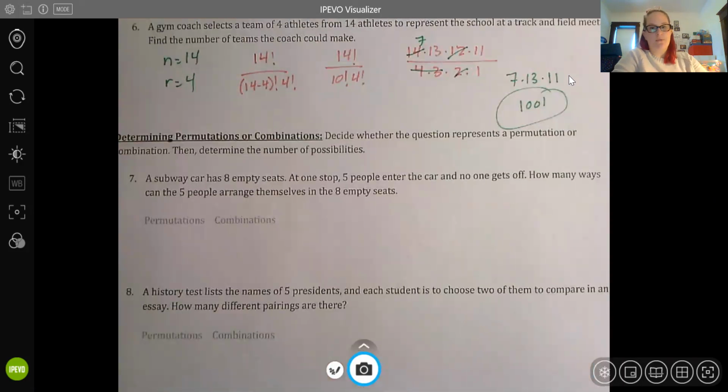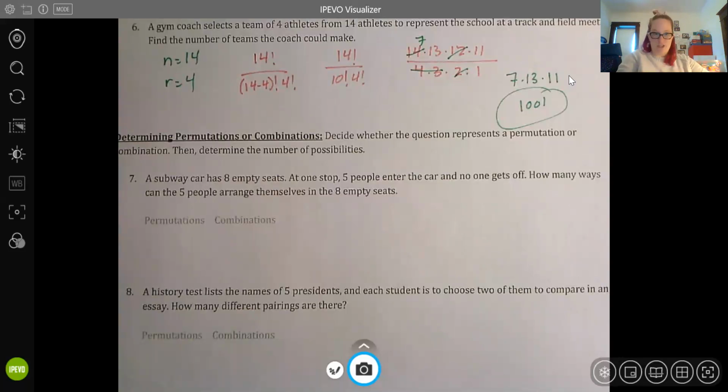All right, so permutations and combinations are very similar. So we're going to look at some problems and we're going to have to decide, is it a permutation or a combination? And then we're going to calculate what we get, okay? So a subway car has 8 empty seats. At one stop, 5 people enter the car and nobody gets off. How many ways can the 5 people arrange themselves in the 8 seats?